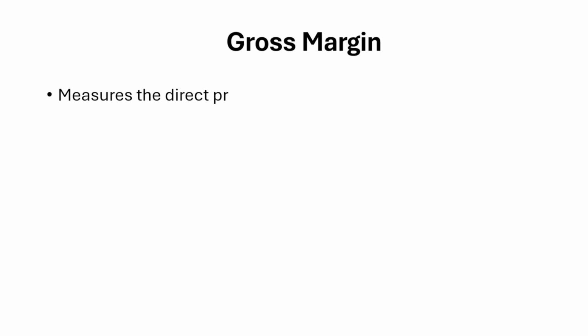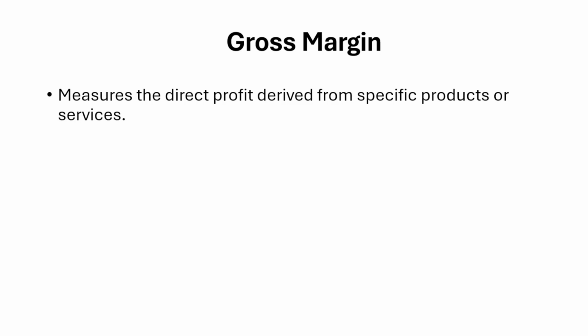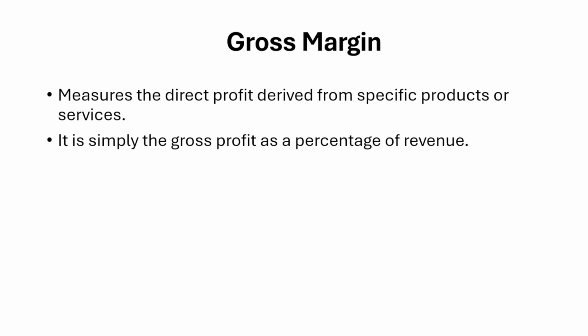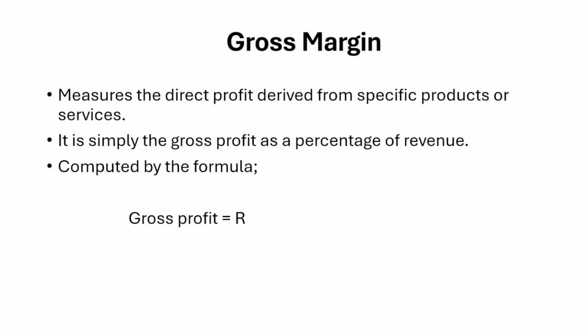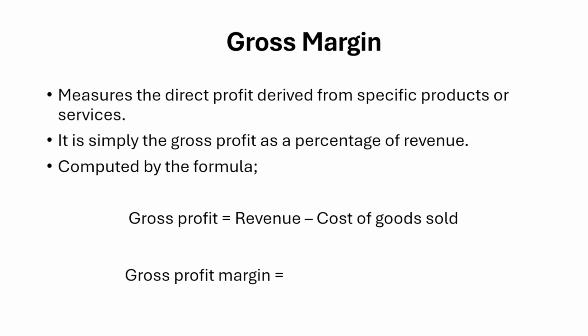Let us start with the gross margin. This is a measure of the direct profit derived from specific products or services. It is simply the gross profit as a percentage of revenue. Now, there are two things there, gross profit and the gross margin. The gross profit is revenue minus the cost of goods sold. Then the gross margin will be gross profit divided by the revenue times 100. So anything that is a margin will be multiplied by 100 to be a percentage.